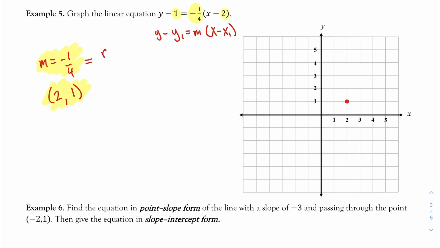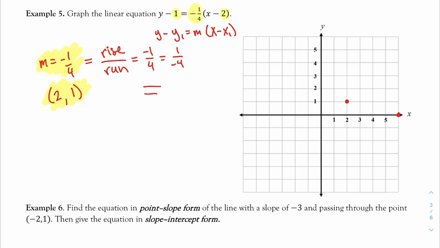I use the fact that slope is rise over run. In this case, I can read it as negative 1/4, or if you want, you can read it as 1 over negative 4. These are all equivalent ways of writing negative 1/4. If I look at the first one, negative 1/4, this means from one point to the other, I go down 1 unit, and then 4 units to the right. So if I have my point 2, comma 1, I'm going to go down 1 unit, and then 4 units to the right, putting me at about right here on my graph.